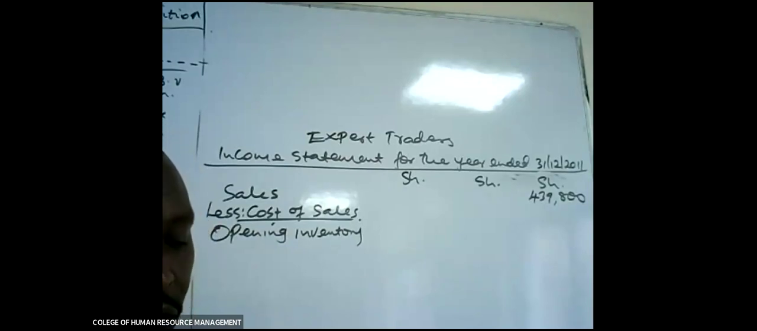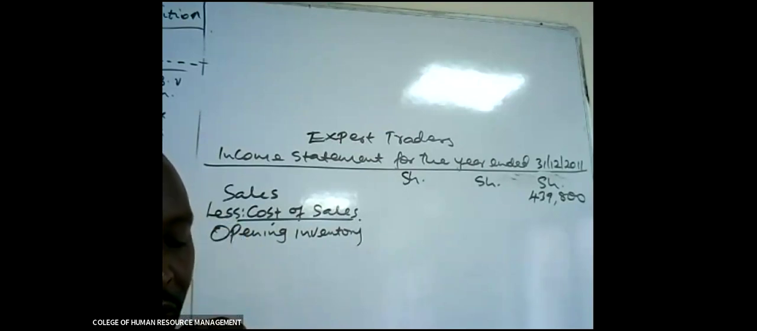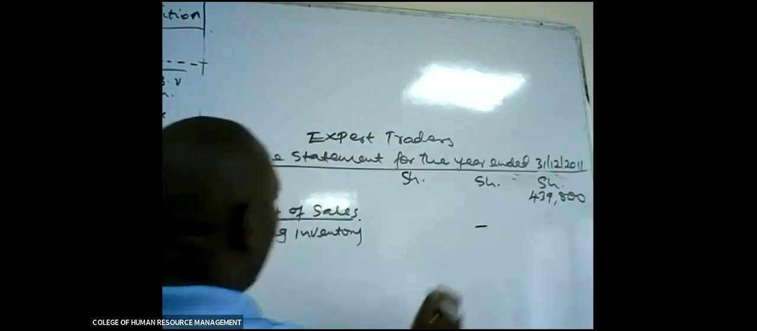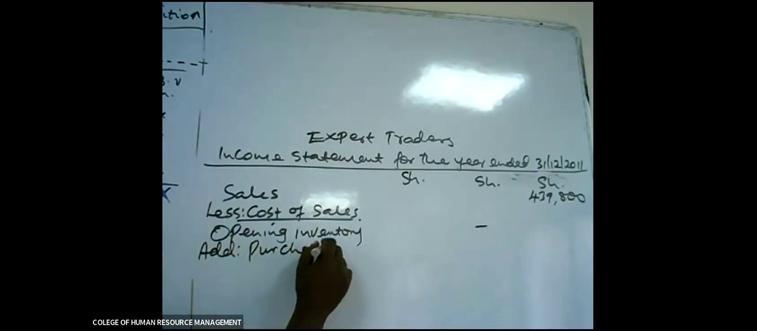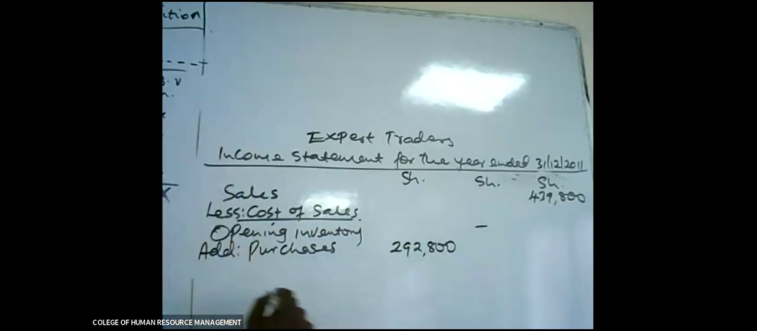So if you look at this question, they did not provide the opening inventory. If you look at those balances given there, there is no opening inventory. The inventory that is provided under the additional information is the closing, because it's the inventory at the end. So this one is not given, put a dash there. Then you add purchases, 292,800.